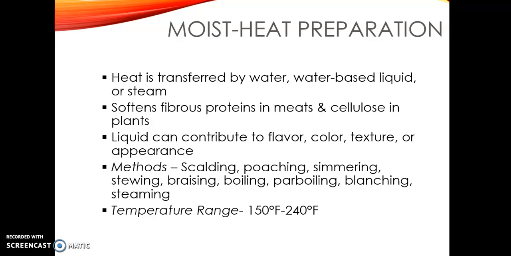So some methods of moist heat preparation are scalding, poaching, simmering, stewing, braising, boiling, parboiling, blanching, and steaming. Yeah, that's a lot, but we're going to walk through all of them. This is important: the temperature range for moist heat cooking is 150 to 240 degrees Fahrenheit.